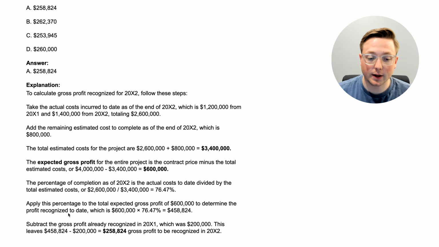But there's one last thing that we have to take into account. We have to subtract the gross profit that was already recognized in 20X1, which was $200,000. That was given to us up at the top. So we subtract $200,000 from $458,824, and that gives us $258,824 of gross profit that is recognized in 20X2.